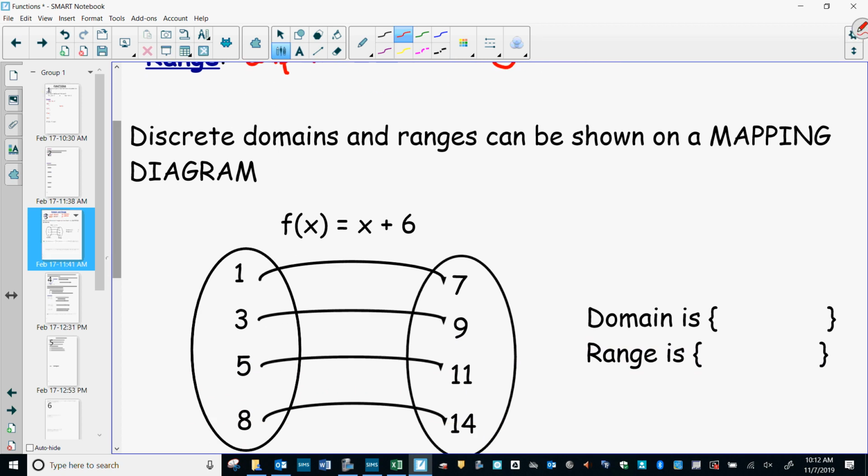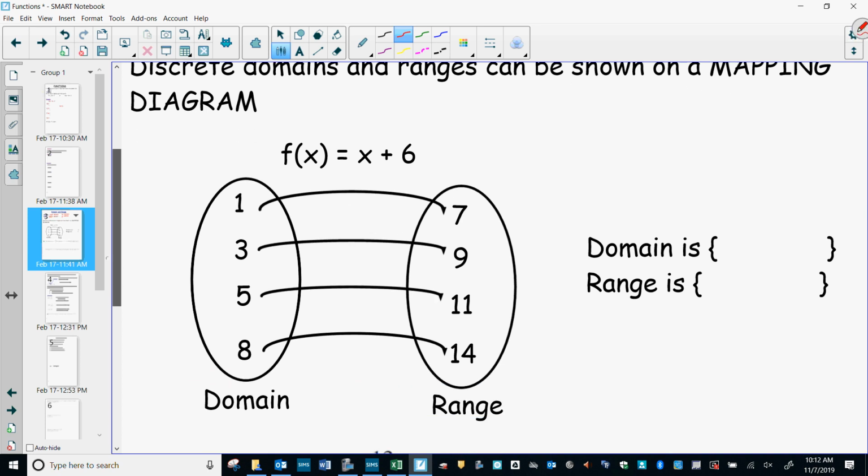Discrete domains and ranges can be shown on a mapping diagram. Discrete means that they are individual. Do you remember when you were learning about statistics, about discrete data? It's separate numbers. And so you have one sibling or two siblings or no siblings. You don't have 1.27 siblings. Okay, so that's discrete. So if you have discrete domains and ranges, you can show them on a mapping diagram.